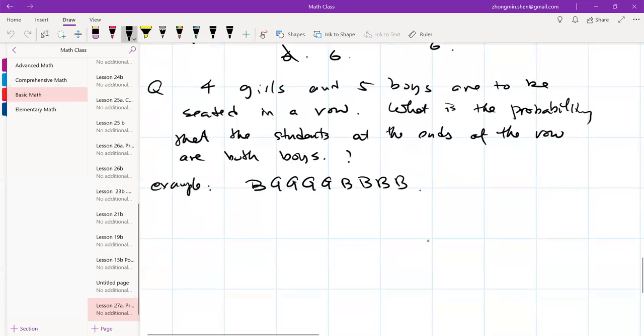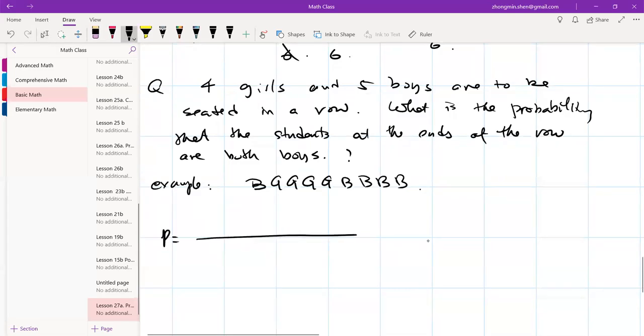So the probability: the denominator, you have a total of 9 students, so it's 9 factorial, no problem. In order to make sure those two boys are sitting on both sides, the left-hand side and the right-hand side, how do you make the arrangement? Step one, put one boy on the left-hand side. How many choices? 5 choices. Step two, you have to put another boy on the right-hand side, otherwise you'll have trouble if a boy is sitting in the middle. So you have to make sure the two ends are taken care of. There are only 4 boys left, so it's a 4.